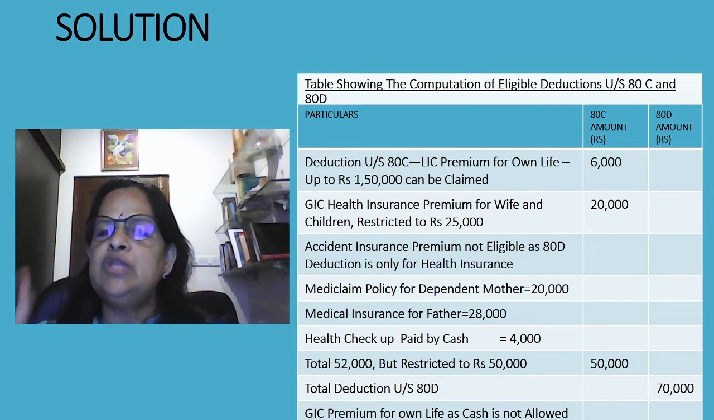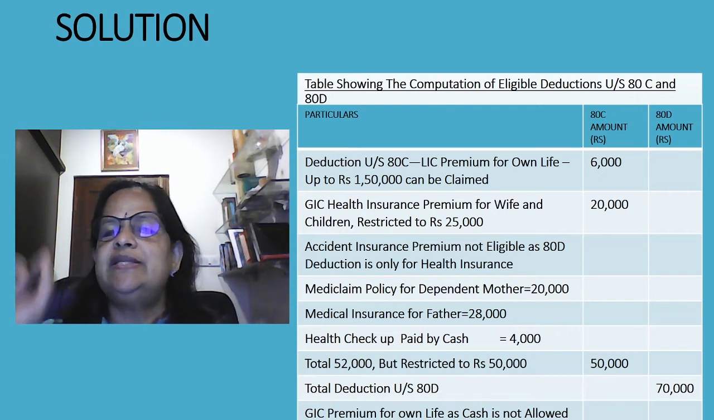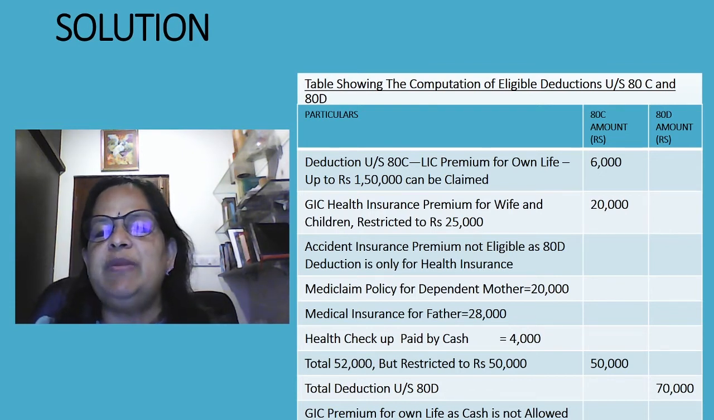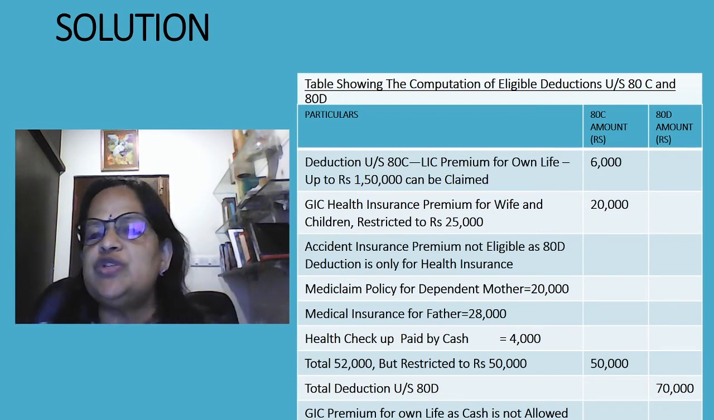Now, the 80C deduction is the 6,000 rupees we can claim. Now, the GIC health insurance premium for wife and children is 25,000. This premium for wife and children is restricted to 25,000. He has made a contribution of 20,000, so 20,000 under section 80D can be allowed.